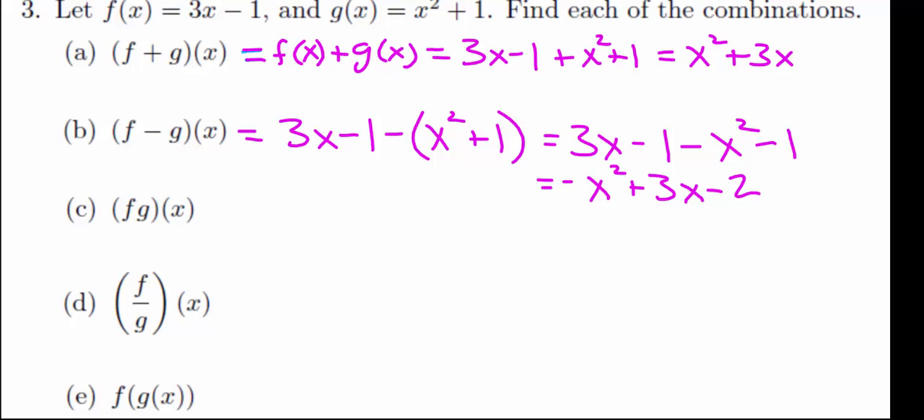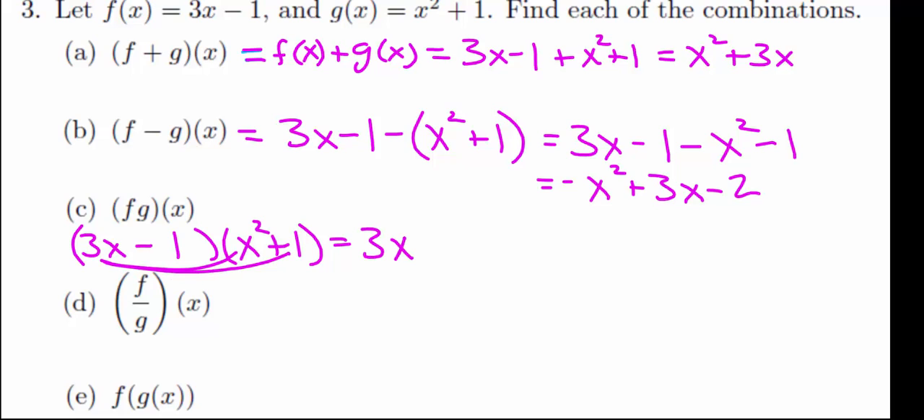Okay, now in this one, we're going to just multiply. We've got 3x minus 1 times x squared plus 1. You just distribute. And then distribute the negative 1. Yeah, like that. You could rearrange them if you want, but I'll just leave it like that. Okay, how's that? Any questions?